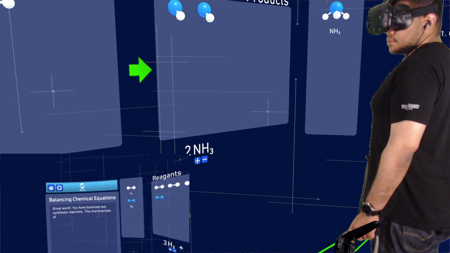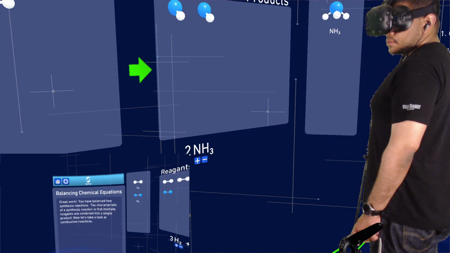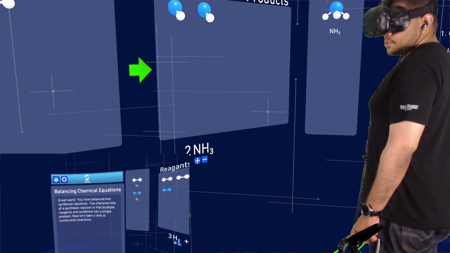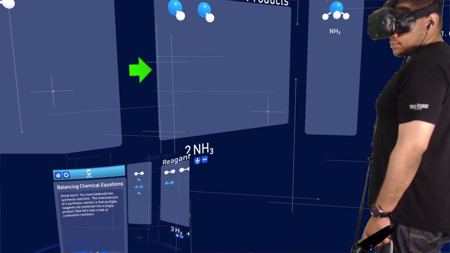Great work! You've balanced 2 synthesis reactions. The characteristic of a synthesis reaction is that multiple reagents are combined into a single product. Now let's take a look at combustion reactions.